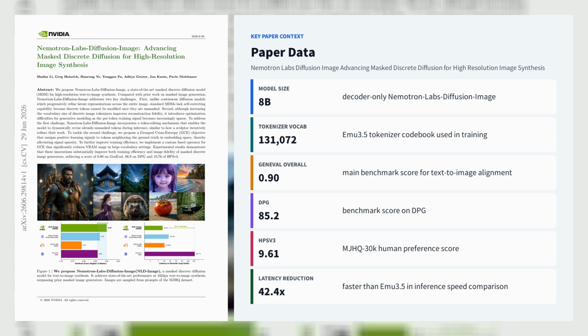The system reaches 0.9 on GenEval, 85.2 on DPG, and 9.1 HPS-3 on MJHQ 3.0K. With additional synthetic fine-tuning, it rises to 86.9 DPG and 10.76 HPS-3. An ablation shows token editing makes 32 NFE sampling match no-edit 64 NFE quality, effectively halving forward calls, and the full model is reported as 42.4 times faster than Emu3.5 at comparable or better GenEval quality.